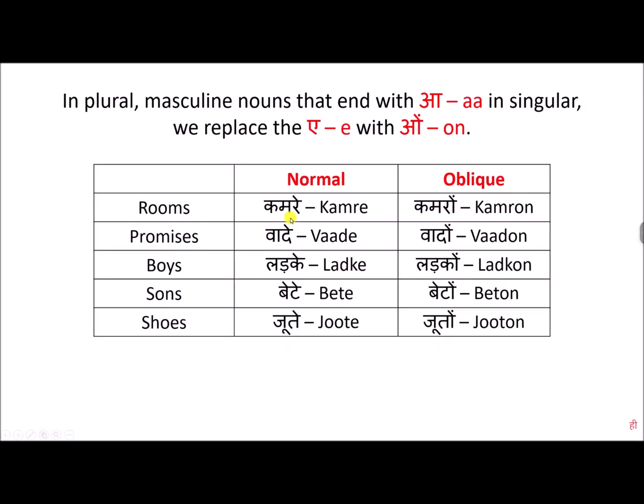Now, to turn the plural into oblique, we replace the e with o. The o has to be pronounced with the help of the nose. So kamre becomes kamro. This is the oblique form of kamre, which is rooms.